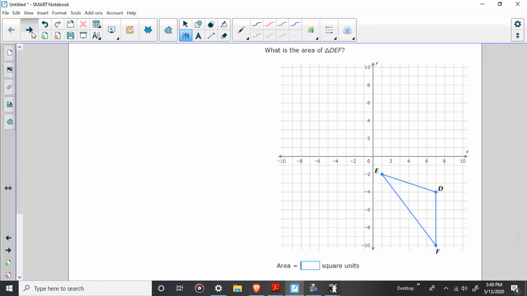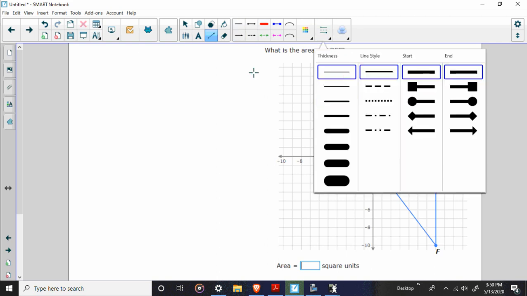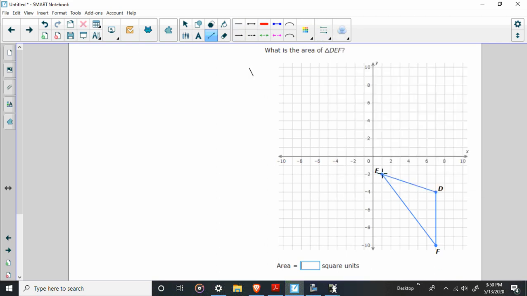Okay? All right. What's the area of triangle DEF? Now, you would have to do 1/2 the base times the height. I'm going to suggest you don't do that. I'm going to suggest you draw yourself a rectangle around this.